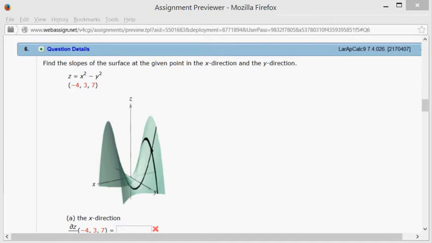Okay, let's look at homework 7.4, 7.5, problem number 6. All right, so you have this function of two variables, x and y, and we want to find the slope in the x direction and the slope in the y direction. All right, so let's do that.